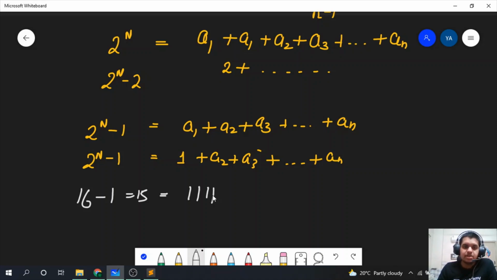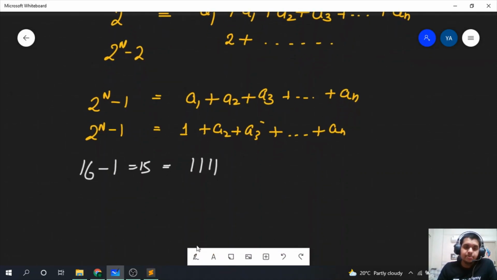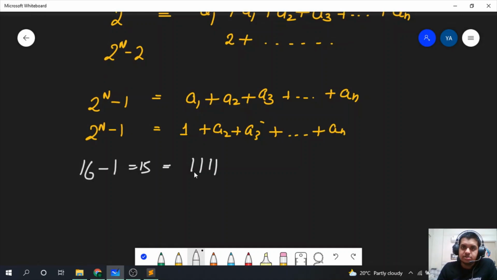This is the binary representation. Now, looking at it, do you get any idea of how we can do this? It is now very obvious from the binary representation that if we have 2 to the power n minus 1, let's discuss for 16 first. For 16 minus 1, here we would have 1 plus a2 plus a3 plus a4, as n was equal to 4.